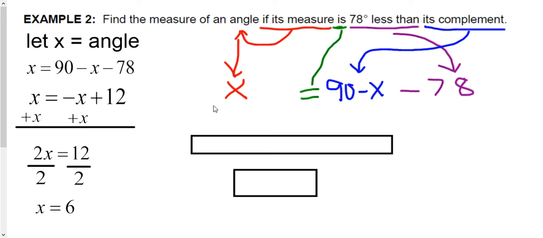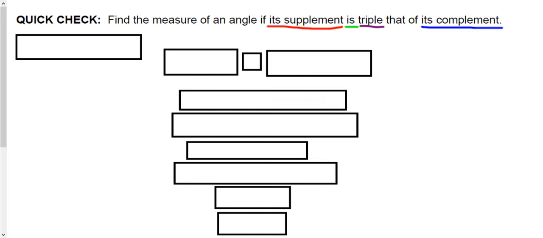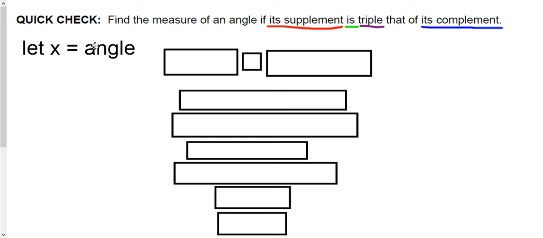Now they didn't ask you for its complement or anything, so just keep this hidden here. We don't need it. Well, we could look at it and substitute these things back in there and see if they come out equal, but they will. Let's try another one. Find the measure of an angle. We're going to let x equal the angle.